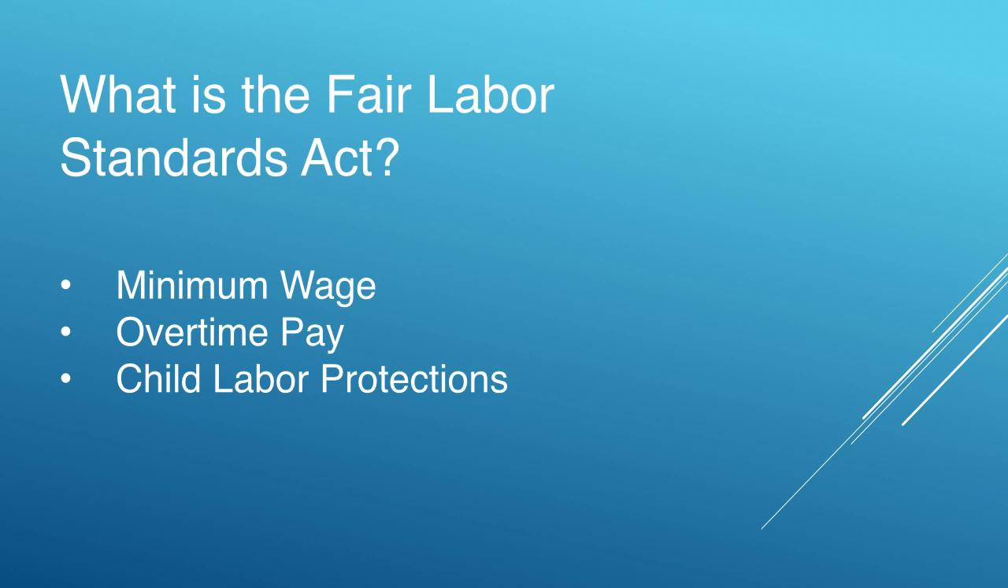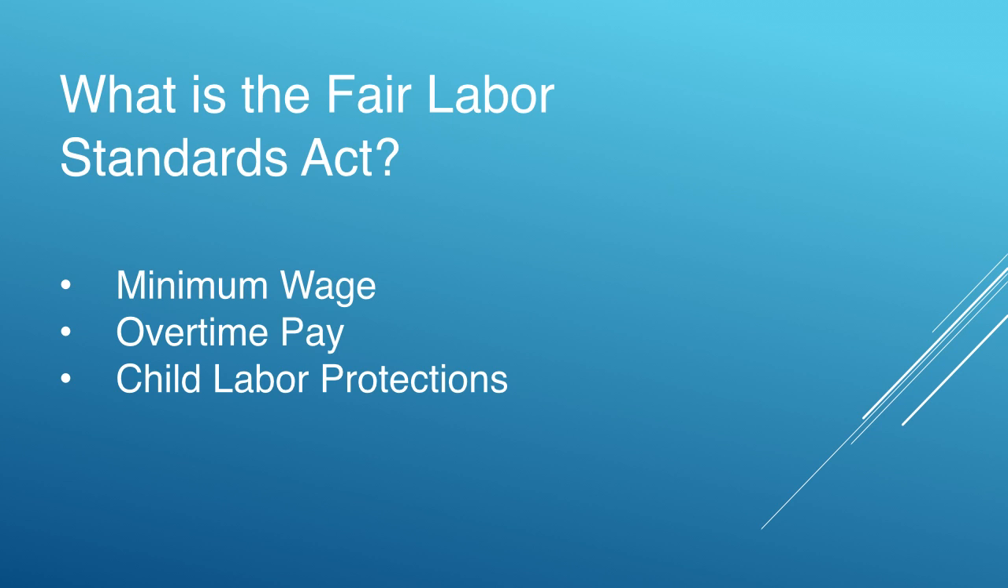So, what is the Fair Labor Standards Act? This law has many details and caveats, but it mainly covers these three issues. First of all, it establishes a minimum wage that employees that are covered by this law can be paid. Currently, the federal minimum wage is $7.25 an hour.